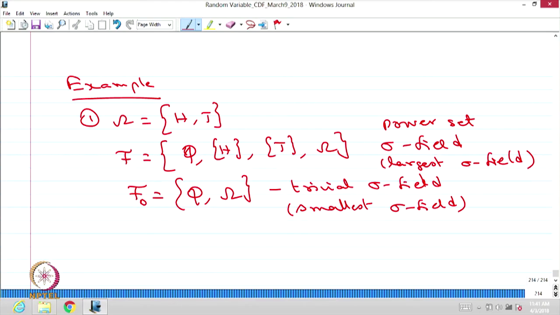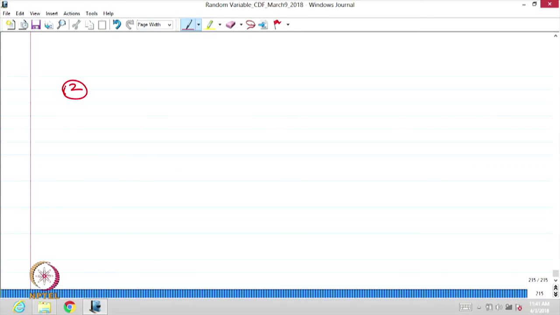Now I am going to discuss some more examples. In that we will end up with non-trivial sigma fields other than the smallest and the largest. Second example. I won't bother about what the random experiment is, I directly give the sample space. So the sample space consists of 3 elements.